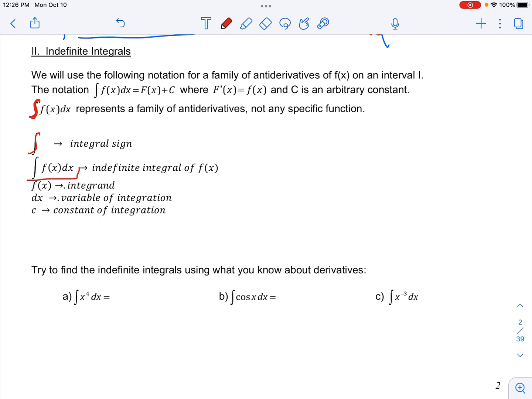The entire thing with the symbol, the f of x and dx, is called an indefinite integral of f of x. The f of x piece is called your integrand. The dx piece is your variable of integration. So this should always match this variable. And then the plus c that you end up with in your answer is called your constant of integration.